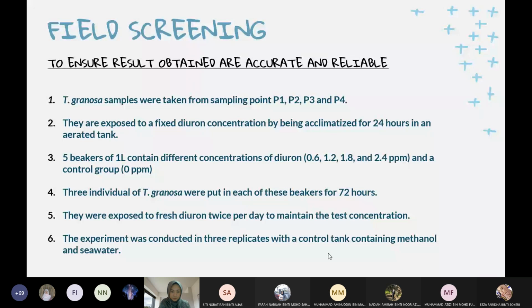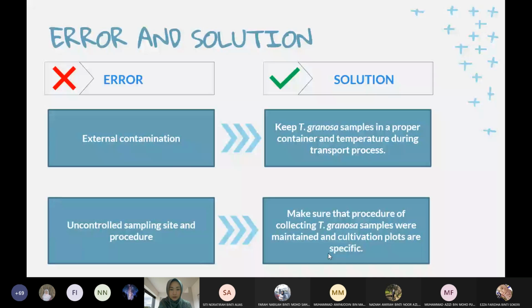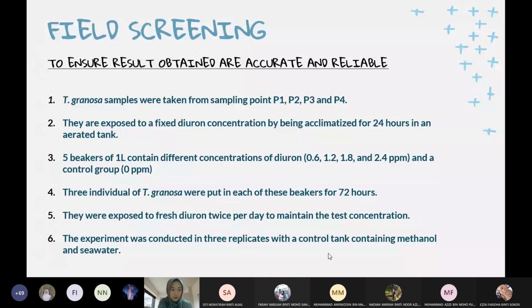Then, next slide. Can we go back to the previous slide? The last step is also, it was made sure that the experiment is conducted in 3 replicates with a control tank containing methanol and seawater. Next slide.